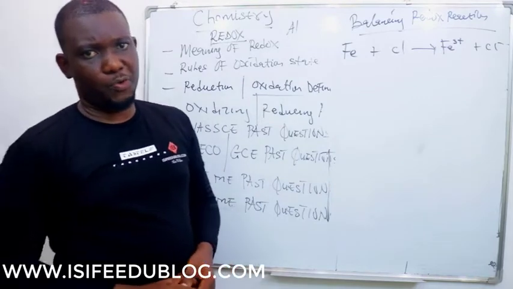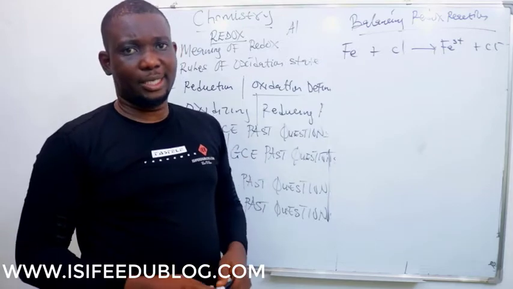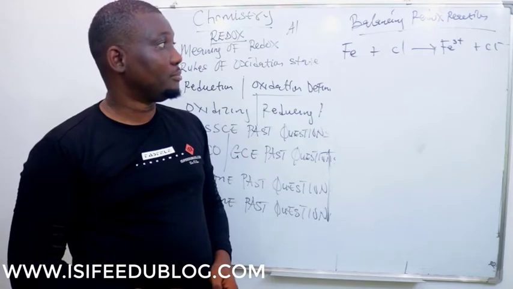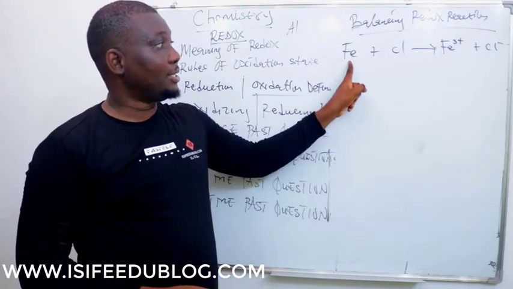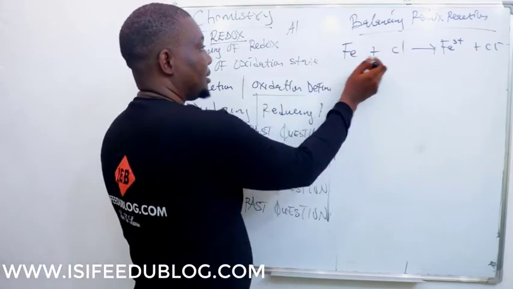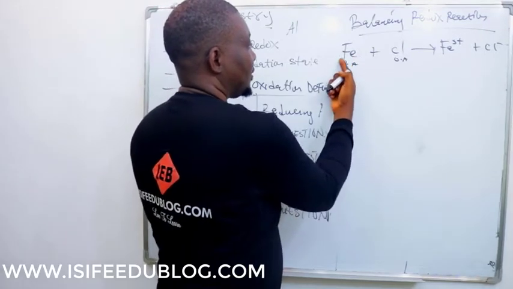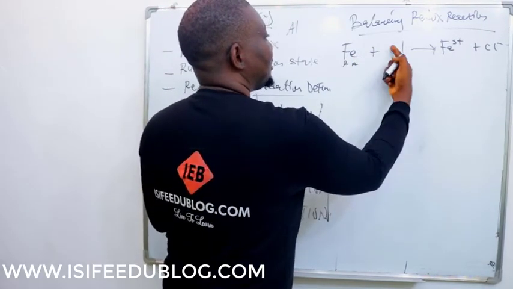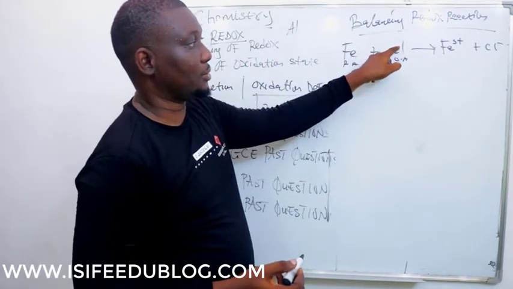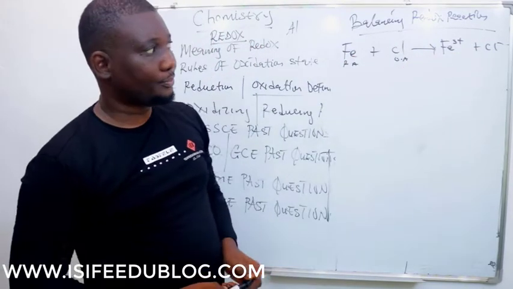I think you can pause the video and see if you can answer the question here. Very simple. Which of these two is the oxidizing agent? Which one is the reducing agent? You can pause the video and give the answer. To me, I think iron here is the reducing agent, chlorine here is the oxidizing agent. Why? This was actually oxidized, and this was actually reduced. Having gained an electron, this will reduce. Having lost an electron, this will oxidize.